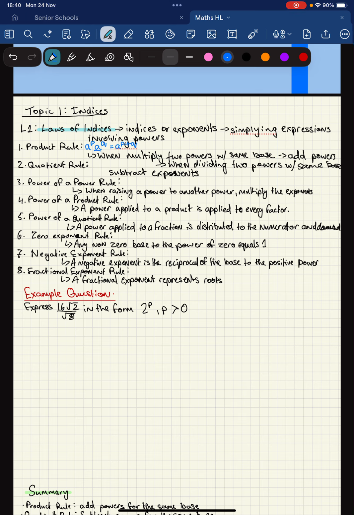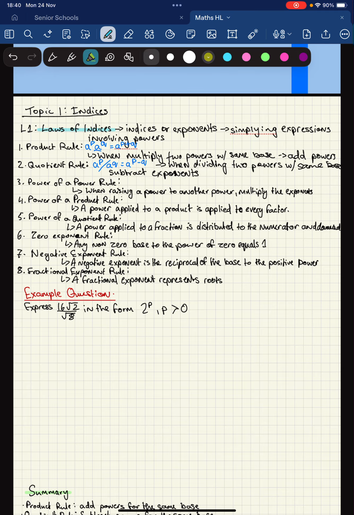Our second rule is the quotient rule. So an example is if you have something like a to the power of p over a to the power of q, right? So this is the exact same as if you wrote a to the power of p minus q. So what this basically means is when you're dividing two powers with the same base, you subtract the exponents. Now, one thing to note is the thing that you're actually putting the minus on is the number on the bottom, the power on the bottom.